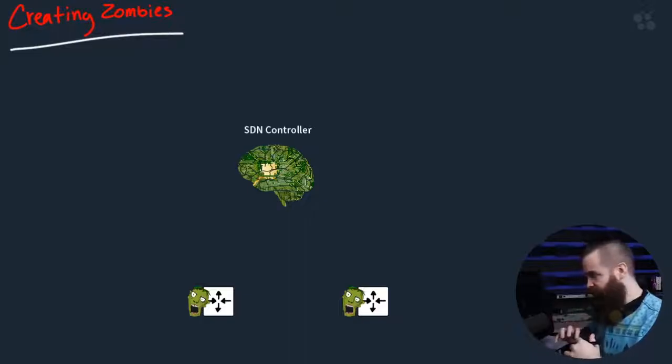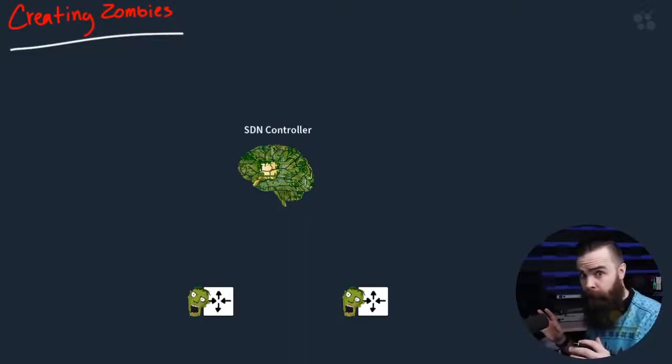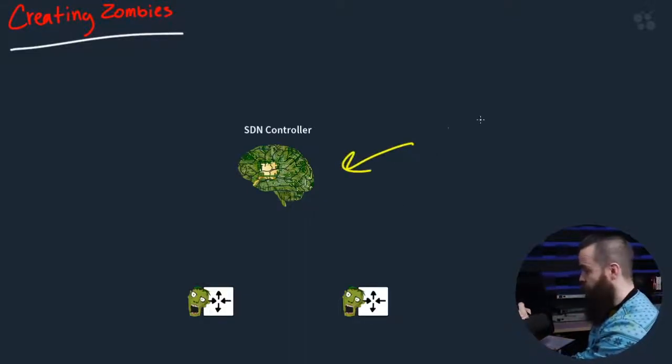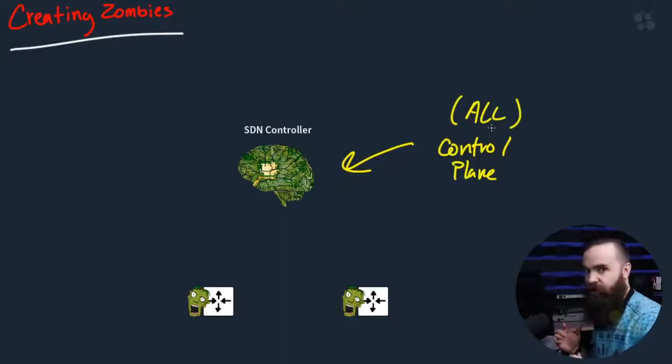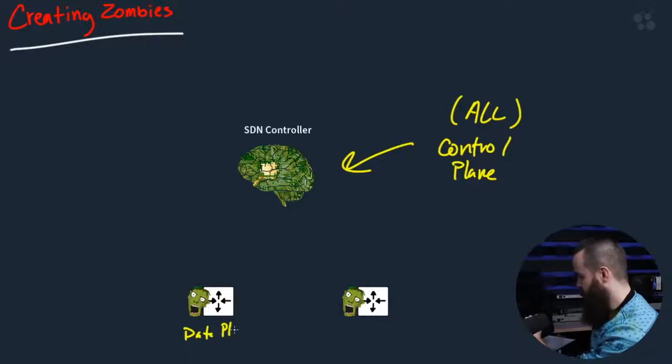The control plane is effectively moved up to him. In this example, this SDN controller has taken over all control plane functions. Total takeover, total brain transplant. That means that anything to do with how data flows, because they still have the data plane down here. That's still a thing. Zombies still have their bodies. They just don't control what happens.